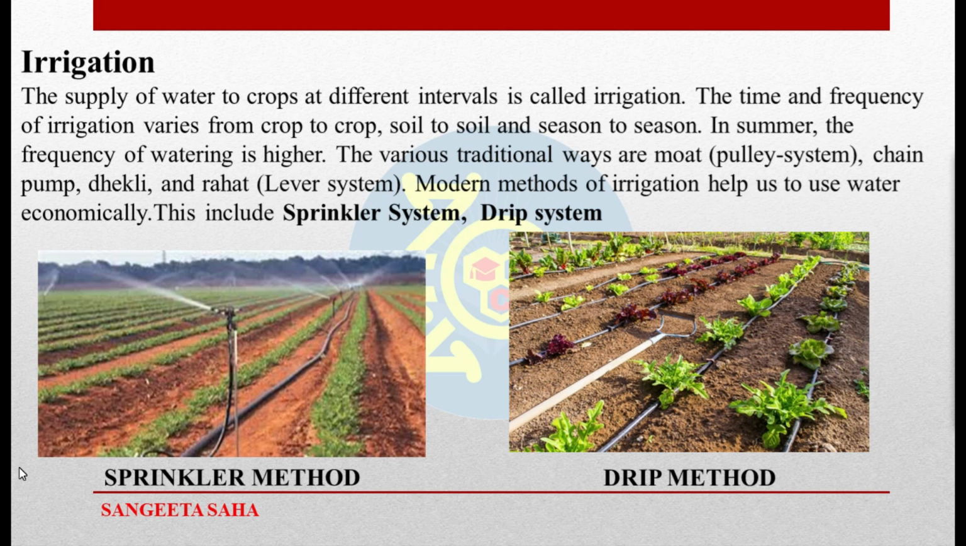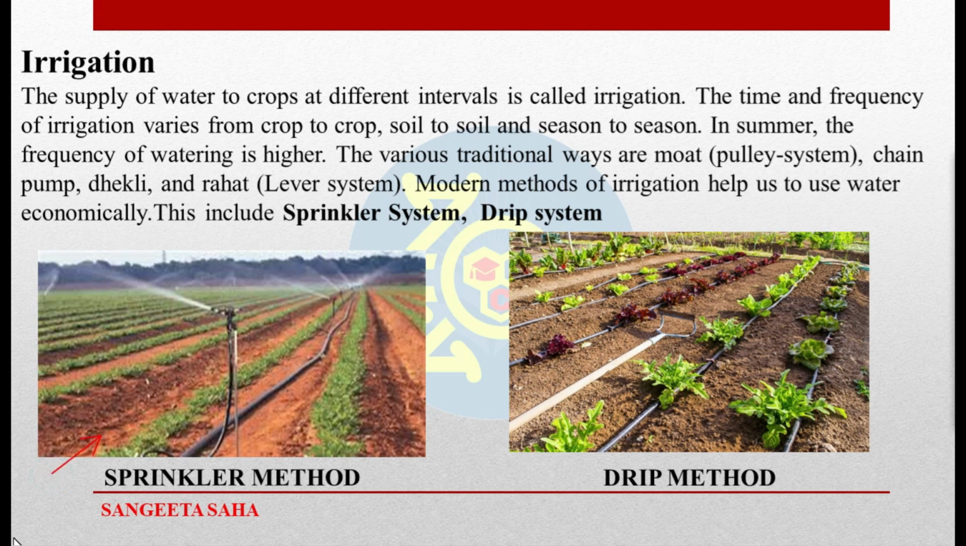The various traditional ways that were used are moat, that is the pulley system, chain pump, hekli and rahat, that is the lever system. But nowadays these are becoming obsolete and these are replaced by modern methods. These modern methods of irrigation help us to use water economically. It does not waste water, and this includes sprinkler system and the drip system.